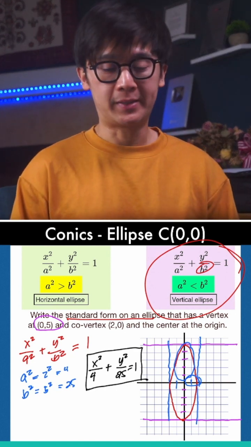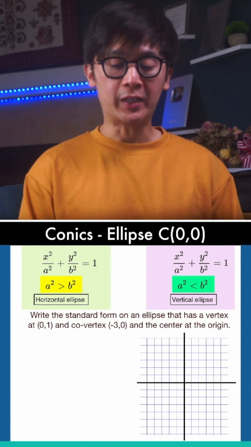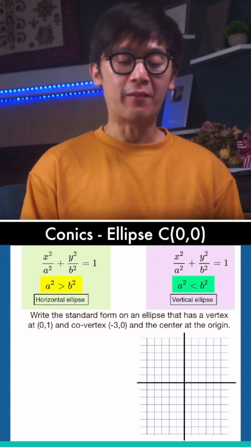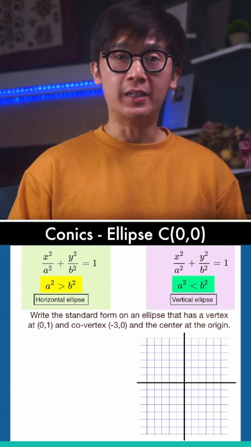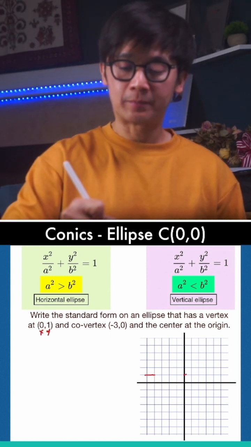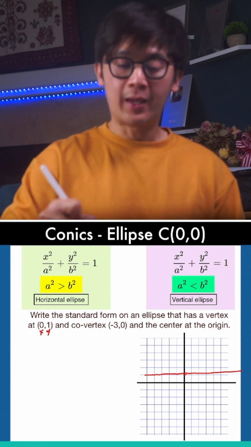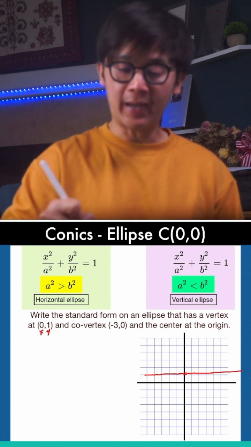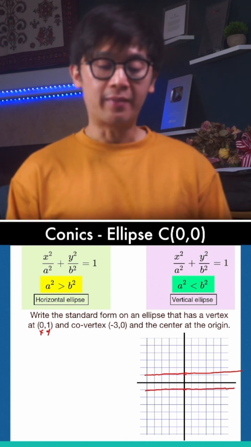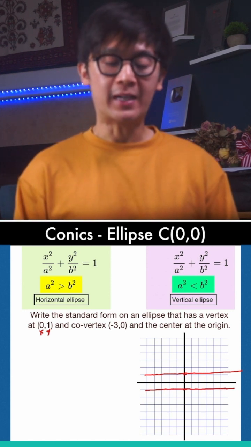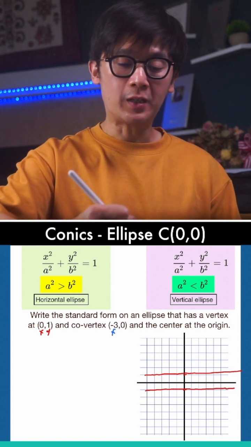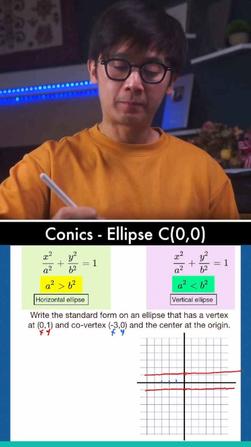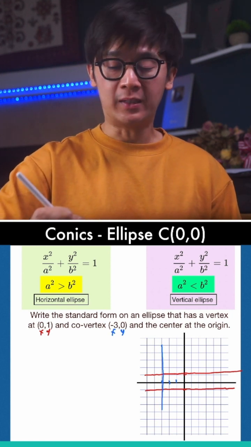equation of our ellipse. Kunin naman natin yung standard equation ng ating ellipse with vertex at 0, 1 at co-vertex at negative 3, 0. 0, 1 will be x is 0 and y is 1. So 1 up and 1 down. So 1 and negative 1 will be the value of y. And then our co-vertex is at negative 3, 0, x is negative 3, and y is 0, 1, 2, 3, and 3 units to the right.